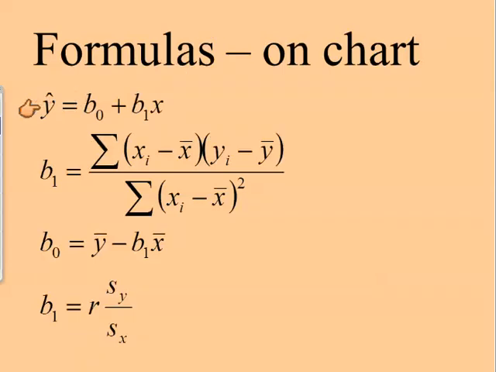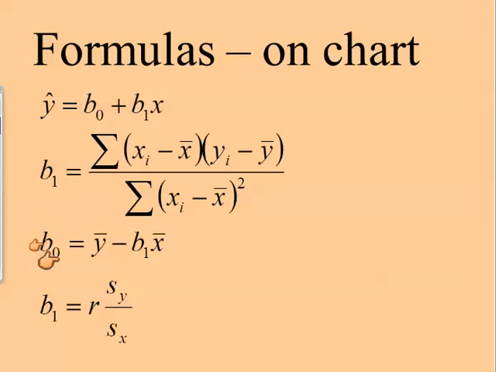There are some formulas on the formula chart. If you look at this one, y hat is equal to b0 plus b1 x. Well, b1, that's the slope, and b0, that's the y-intercept. You can find the b1 by taking the summation of every x value minus its mean times every y value minus its mean, divided by the summation of the x value minus its mean squared. This will give you this b1 value. What is this? Rise over run. That's all it is. Okay?